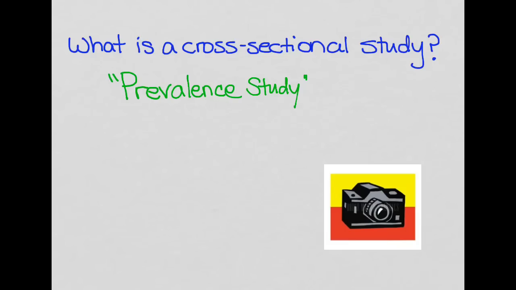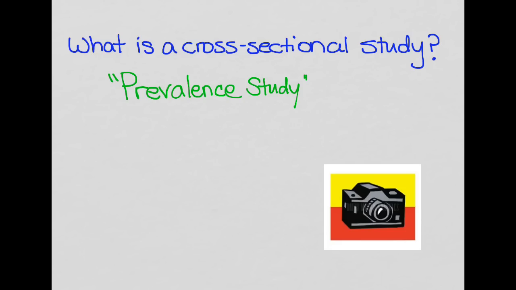So a cross-sectional study can also be called a prevalence study, because a cross-sectional study is measuring the prevalence of exposure and disease in a population. So it's looking at individuals, so that's one way that it's different from an ecologic study, and that's the reason that a cross-sectional study provides better evidence than an ecologic study, because the cross-sectional study does not have the limitations associated with collapsing across individuals and looking at aggregate data. So those are limitations, as we saw, that exist for ecological studies.